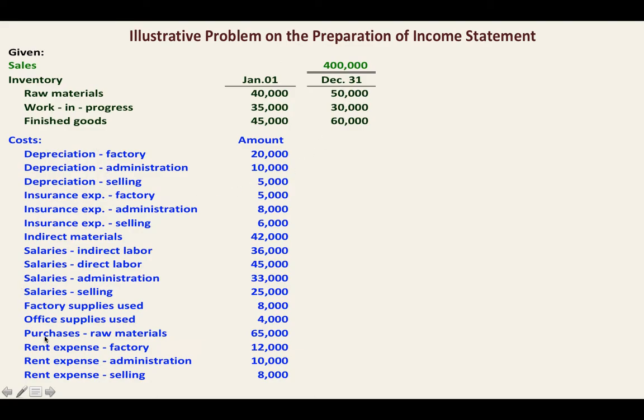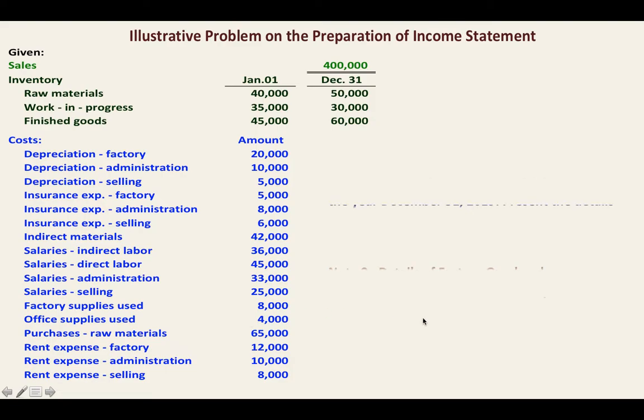Okay, and you have here the cost. And in some problems, instead of cost, it will be indicated as expenses, okay? And take note that the cost, there is a qualification, like for the cost is depreciation, then it was divided into factory, administration, selling. Okay, so there are several costs here.